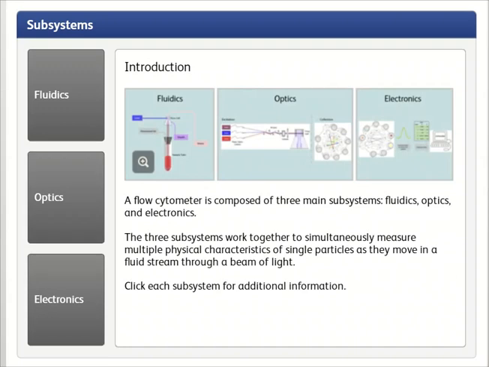A flow cytometer is composed of three main systems: fluidics, optics, and electronics. The three subsystems work together to simultaneously measure multiple physical characteristics of single particles as they move in a fluid stream through a beam of light. Click each subsystem for additional information.